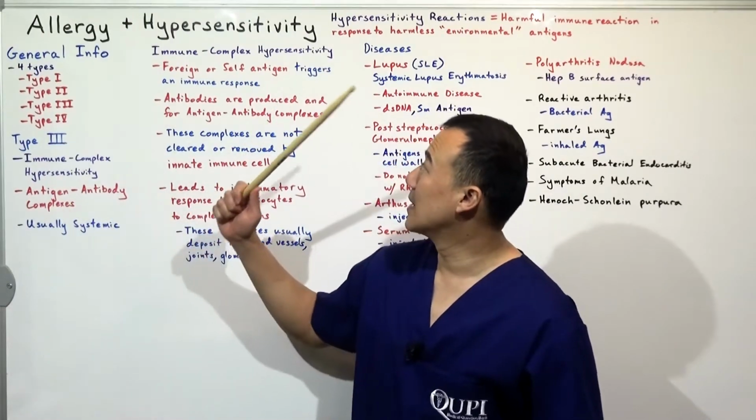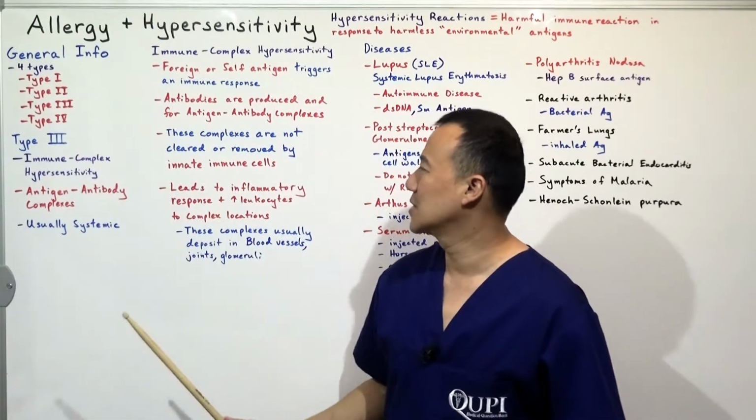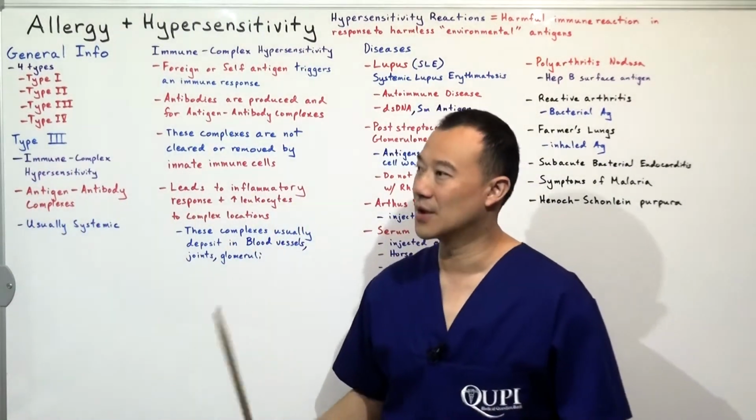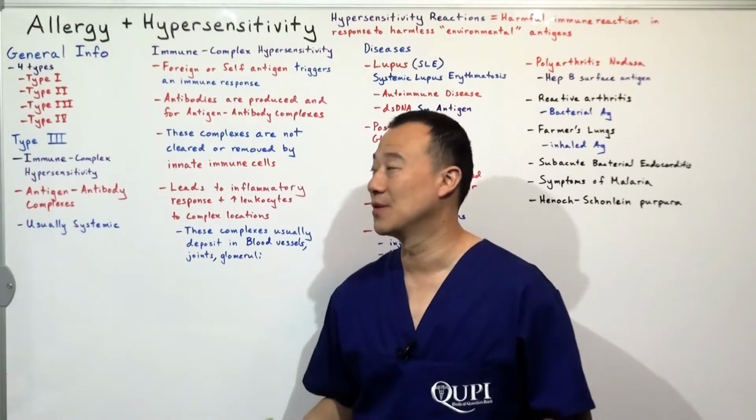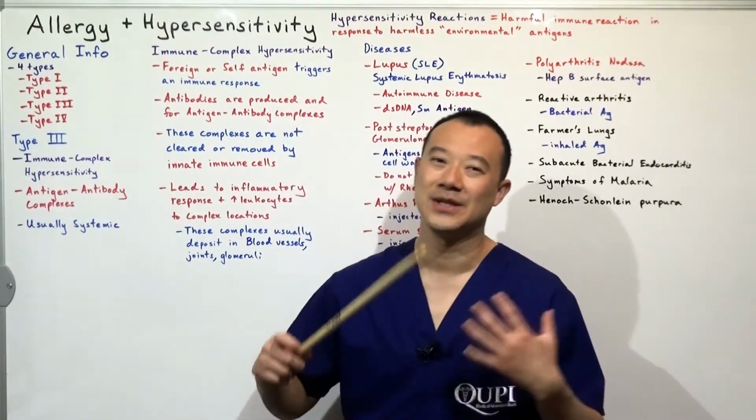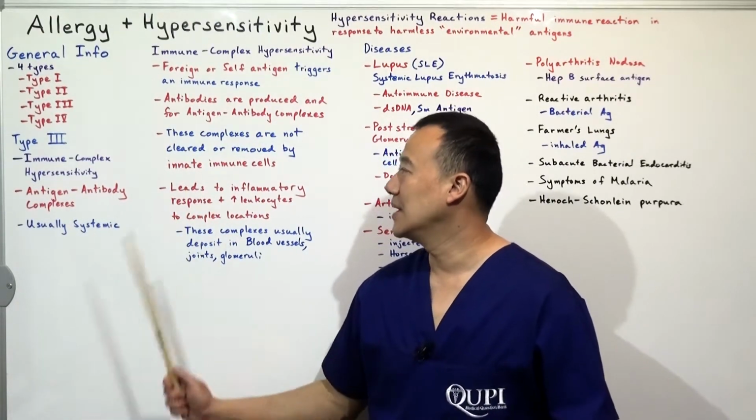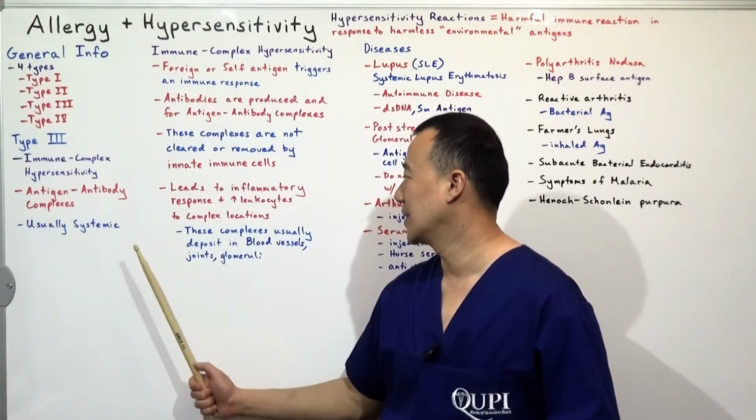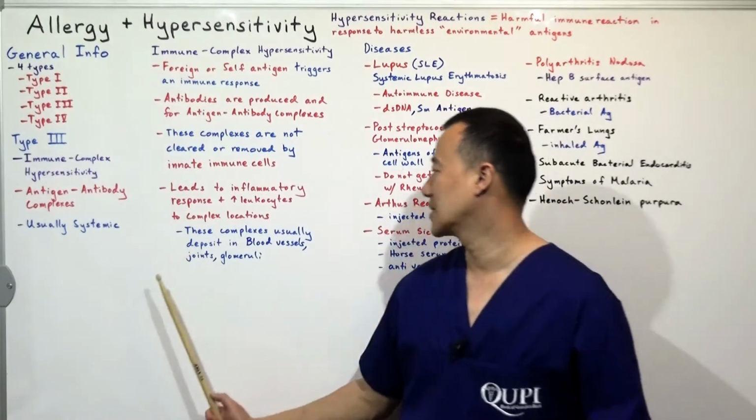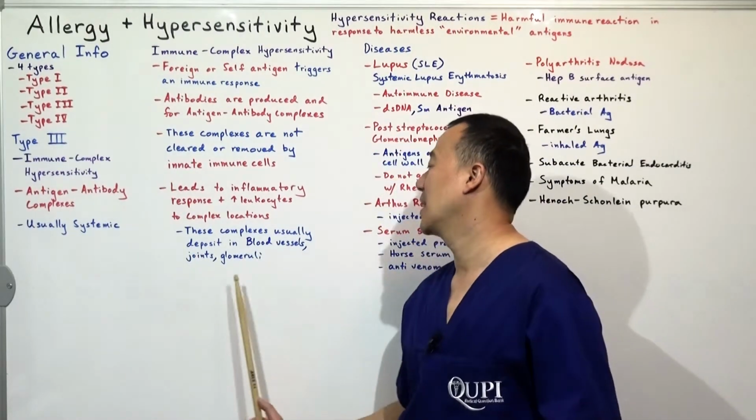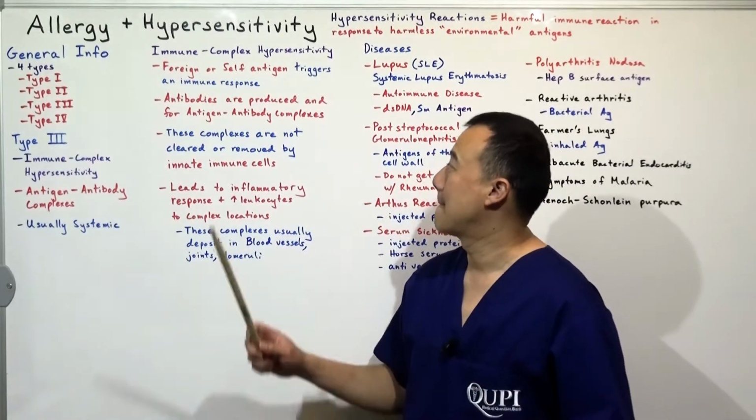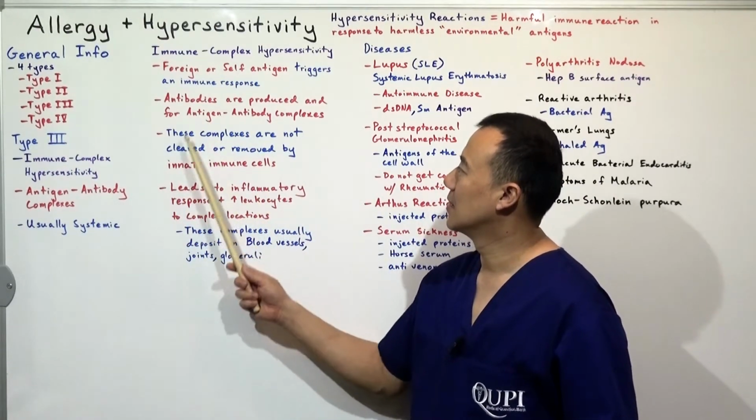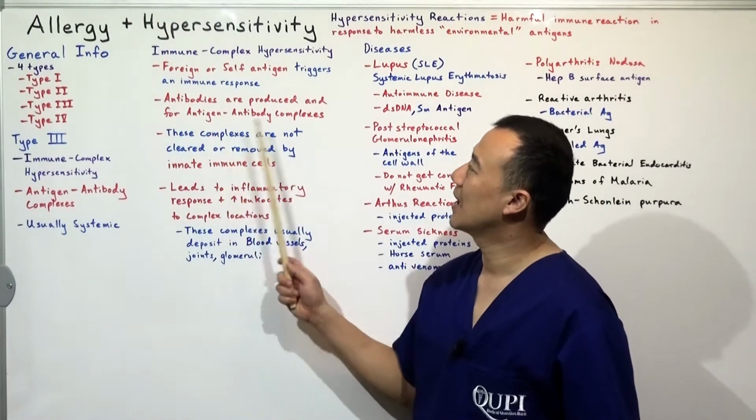All right. On the boards, they're going to ask you about antigen-antibody complexes. They may not ask you to memorize that it's a type 3 because that might be just too simple. But they need you to know about the antigen-antibody complexes, that it's systemic usually, and that it can cause these things. It can deposit in the blood vessels, joints, and the glomeruli, the kidneys. Know that. I don't know what else they can ask here.